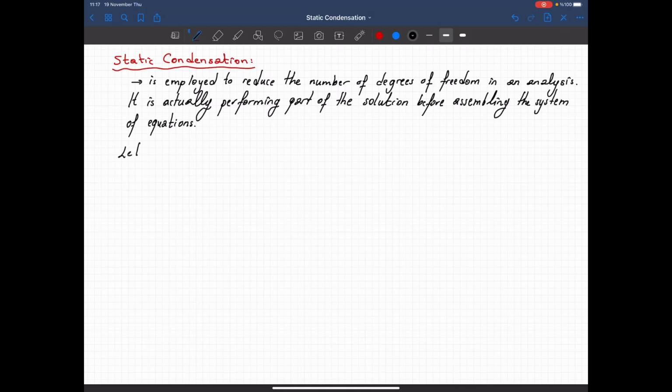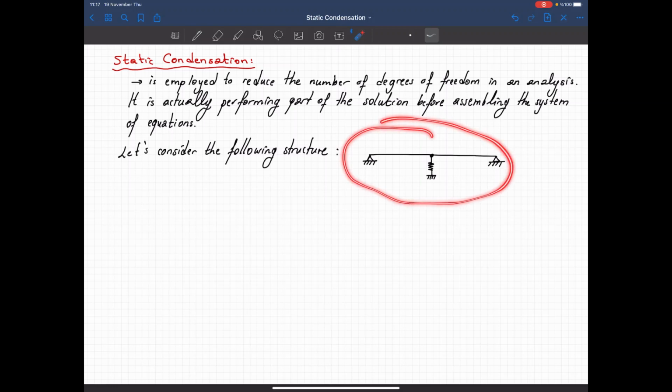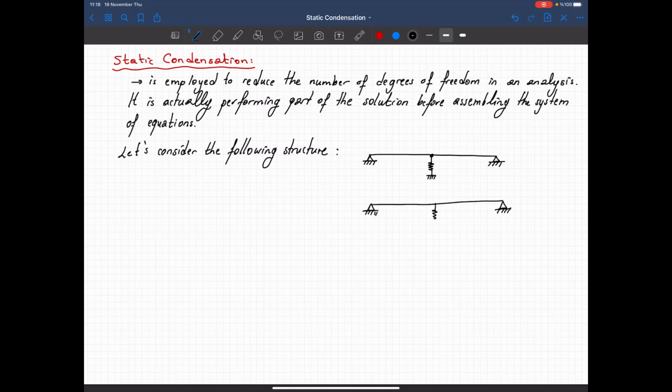Okay, so for that, let's consider the following structure. Let's say that I have a simply supported beam here, and let's say that I put some spring at some point at the middle. Okay, and I want to represent the behavior of this structure with only 2 degrees of freedom. Let me draw one more time, defined at the ends of the continuous beam. Okay, so D1 and D2.